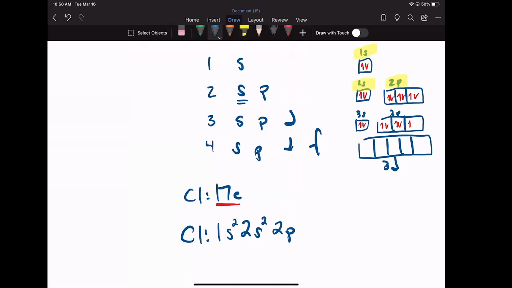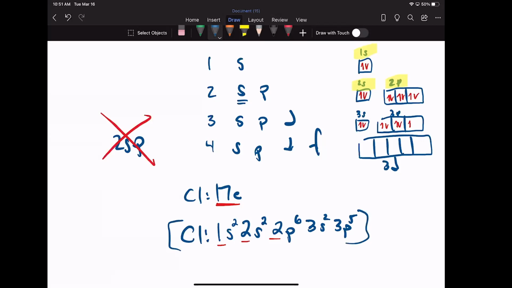I'm going to go to 2p now. And can you do this to just p? No, you cannot do that, right? I have to know each and every energy level for each and every subshell. How many electrons are in this subshell? 6. So now I'm going to go to the next one. I'm just going to keep going. So 3s2, 3p. How many electrons are in the p subshell for 3p? 5. And this is my electron configuration for chlorine. I didn't have to use Aufbau's principle, drawing these little arrows.